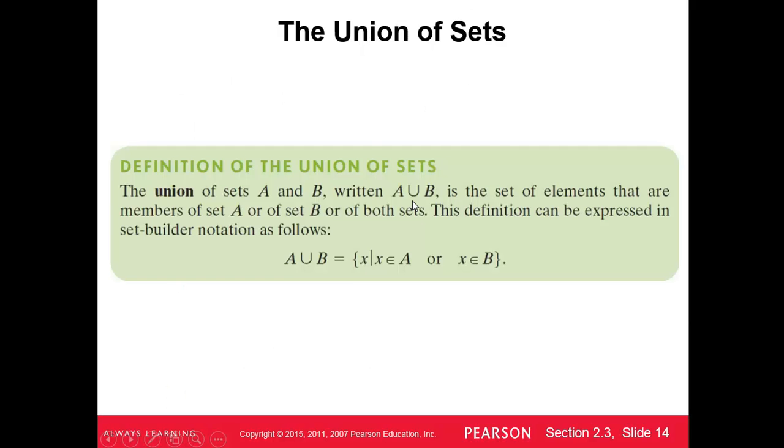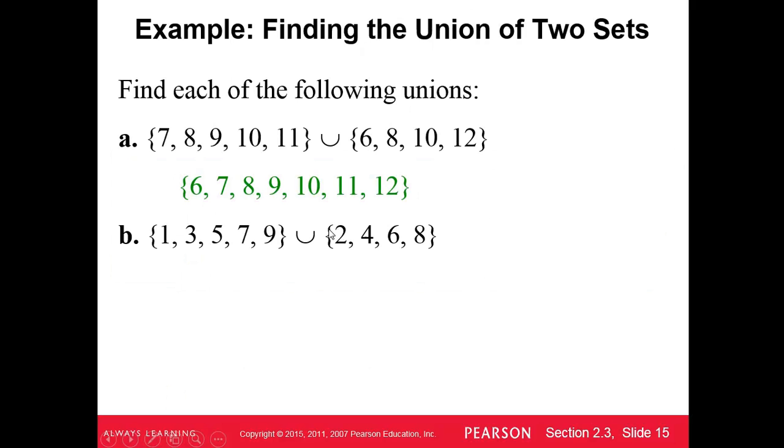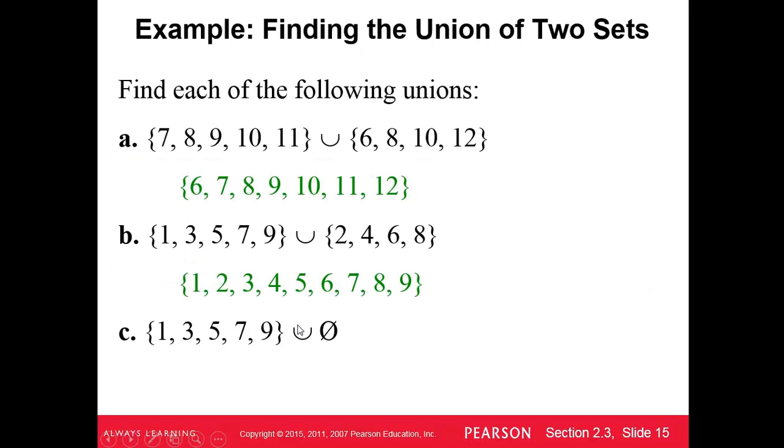Union, written A U B, is a set of elements that are in A or B or both. So this is kind of putting everything all together. So 7, 8, 9, 10, 11 plus 6, 8, 10, 12 is going to be 6, 7, 8, 9, 10, 11, 12. 1, 3, 5, 7, 9 union with 2, 4, 6, 8 is 1, 2, 3, 4, 5, 6, 7, 8, 9. 1, 3, 5, 7, 9 combined with the empty set is just 1, 3, 5, 7, 9.